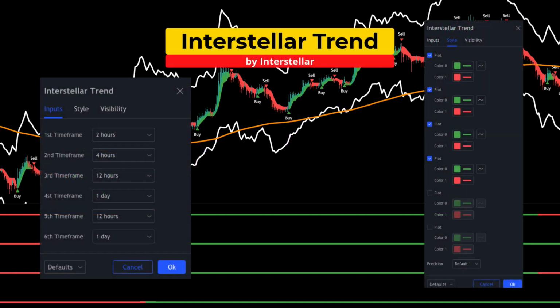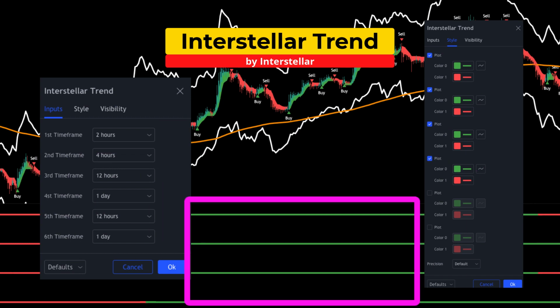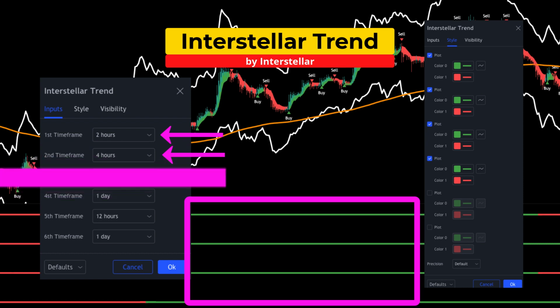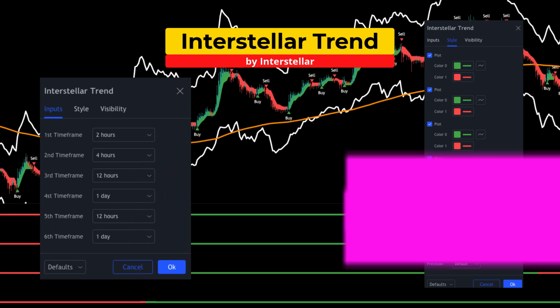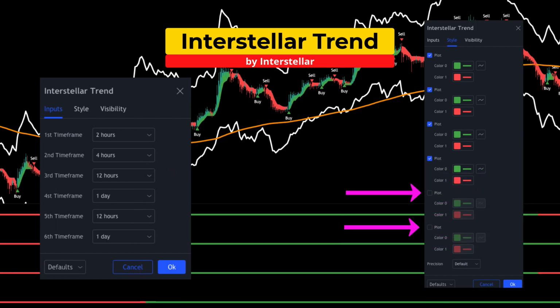The final indicator is the Interstellar Trend. I am going to set the time frame 1 to 2 hours, time frame 2 to 4 hours, time frame 3 to 12 hours, and time frame 4 is going to be 1 day. For the style, I am just going to uncheck the last 2 plots representing time frames 5 and 6. This indicator will confirm our entries. Let's go over some examples.